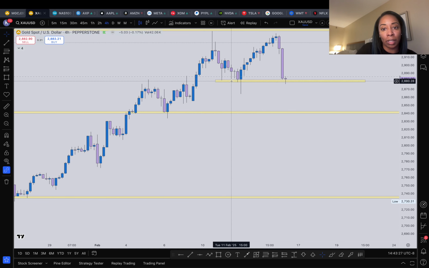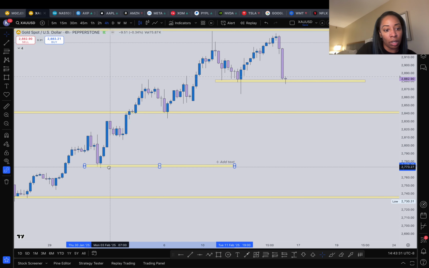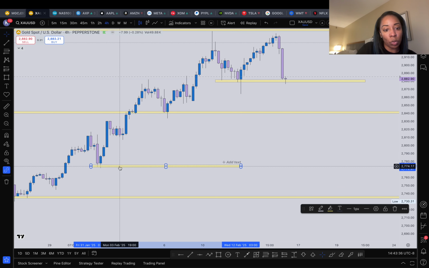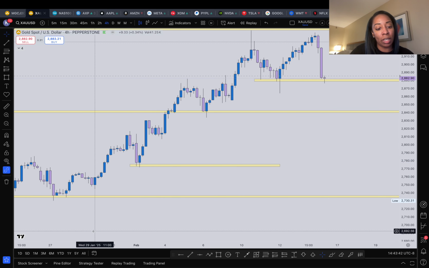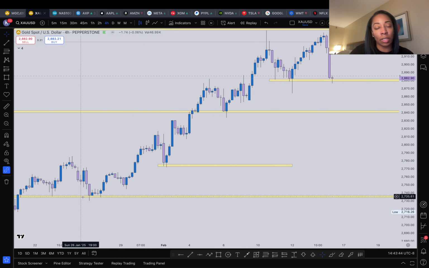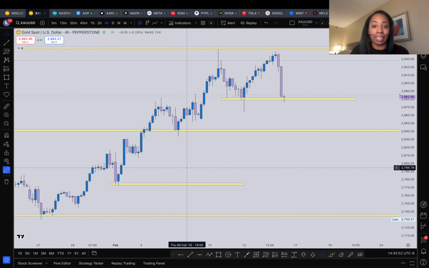Then let me clone this. I do want to mark off another level here. Actually, let's start right here. I want to mark off this level at 27.75, let's just say, with these two candles right here. And if we take a look at this other level that we drew on the daily time frame, we can see that price is lining up perfectly with this right here. So far, this is looking really good.